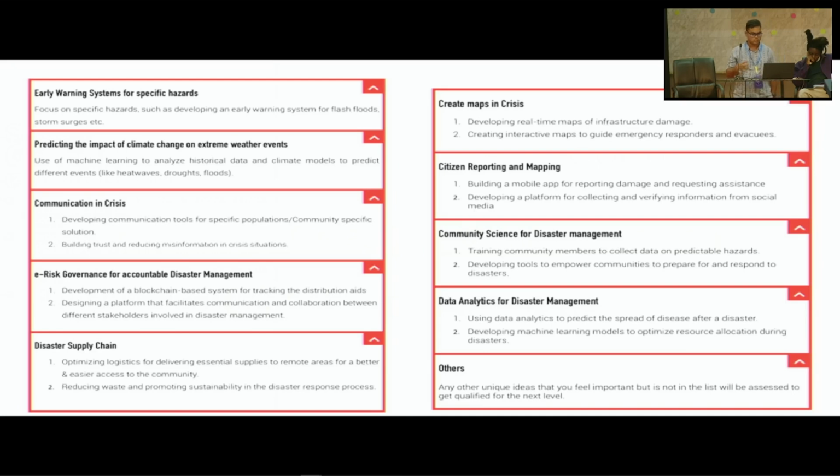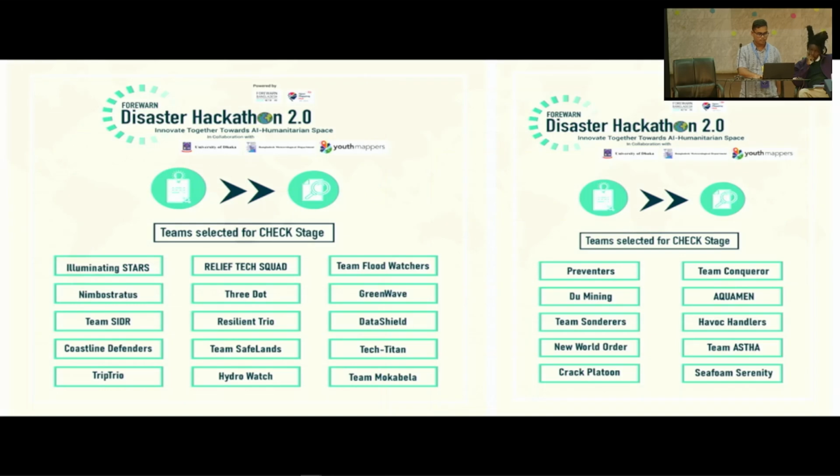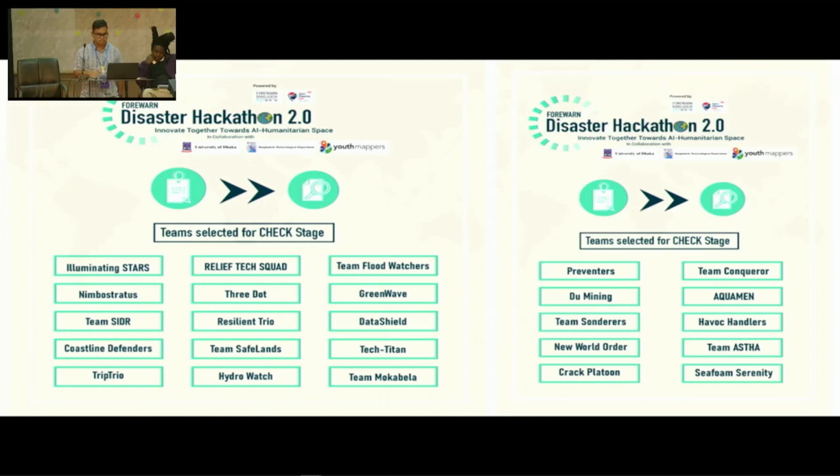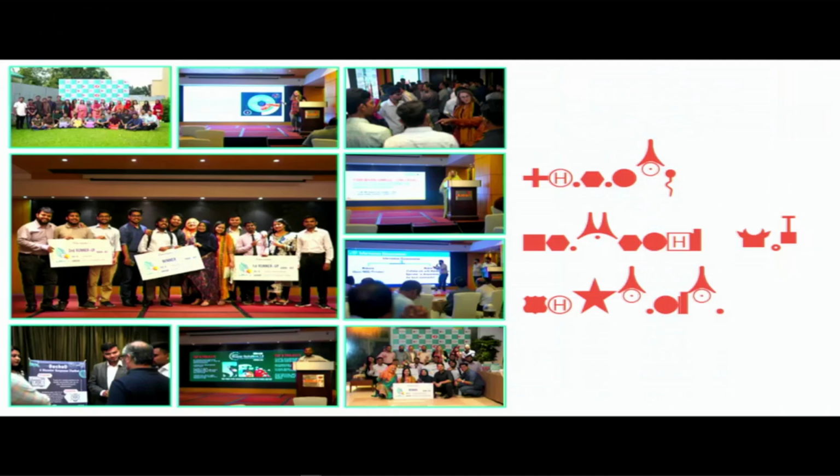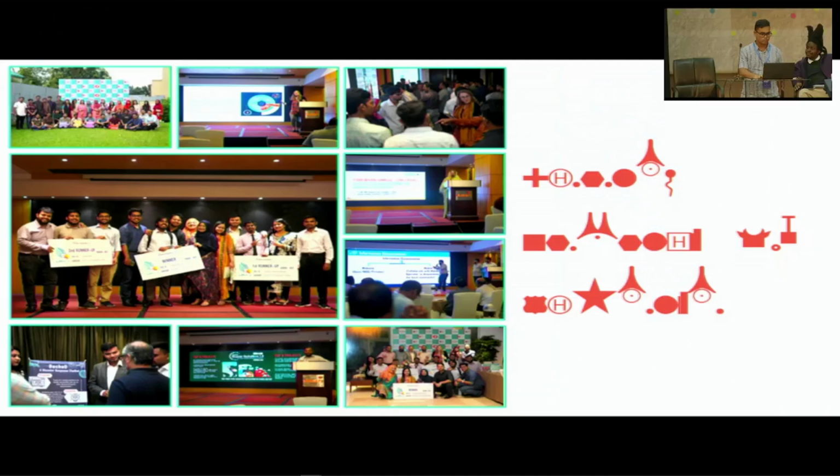So, disaster risk analytics. The teams we have currently selected for the second stage are mostly working on citizen reporting, communication crisis, disaster management, and early warning systems as well.